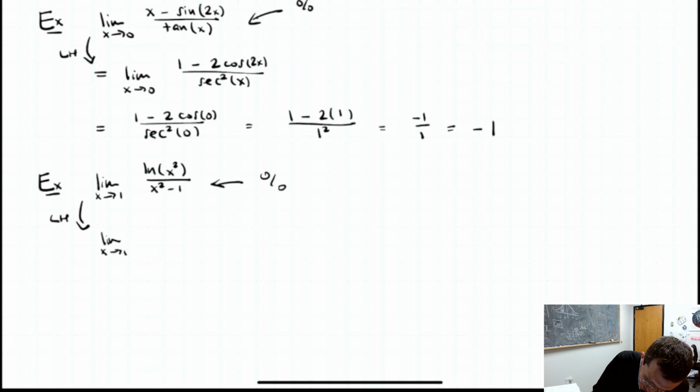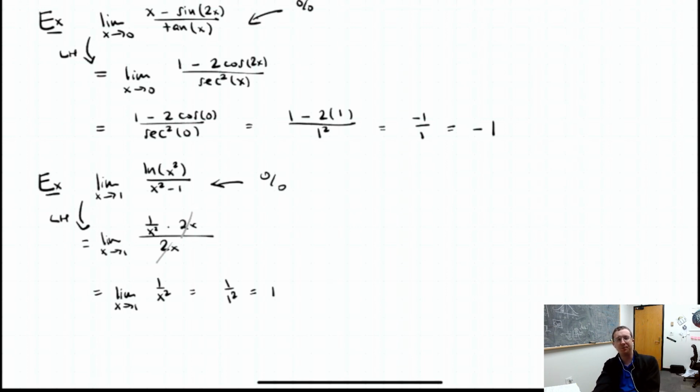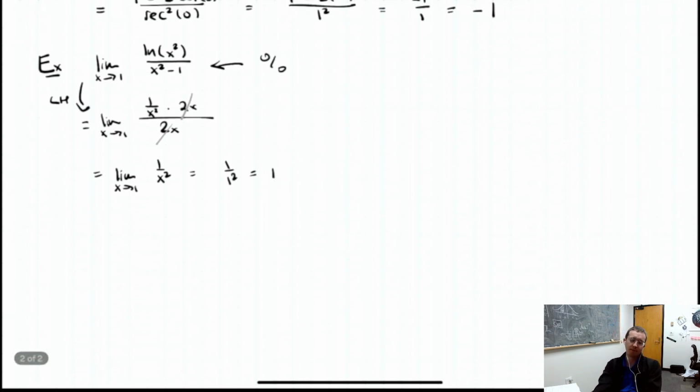The derivative of ln of x squared is 1 over x squared times the derivative of x squared. And in the denominator, the derivative of x squared minus 1 is 2x. Now these 2x's cancel. That's nice. We're left with the limit as x approaches 1 of 1 over x squared. Direct substitution gets the job done here. This limit is 1. Besides L'Hopital's rule, this is also just a nice little review of some derivatives.